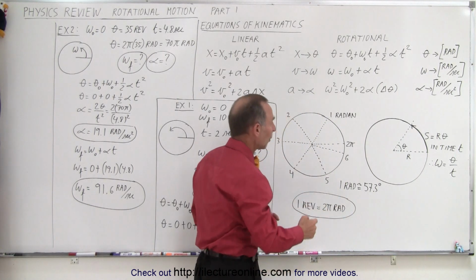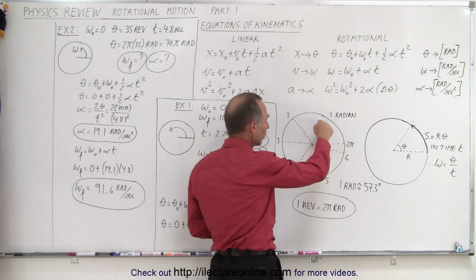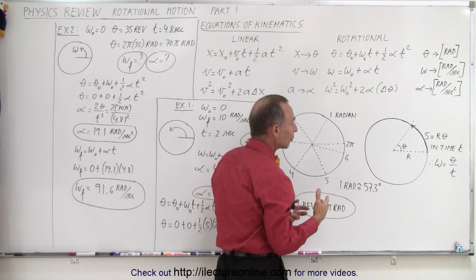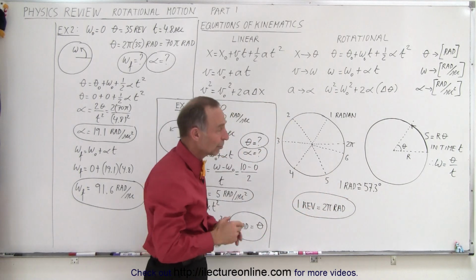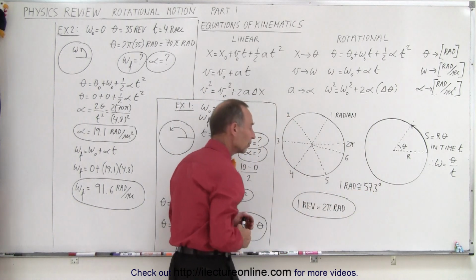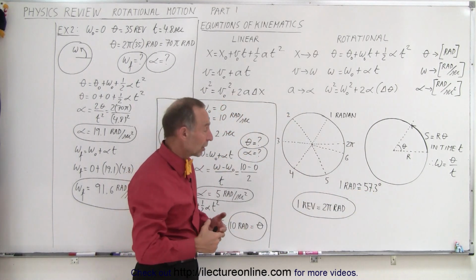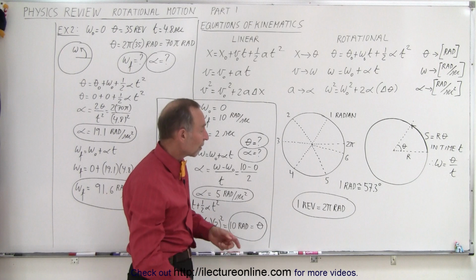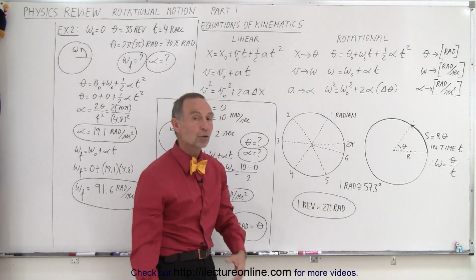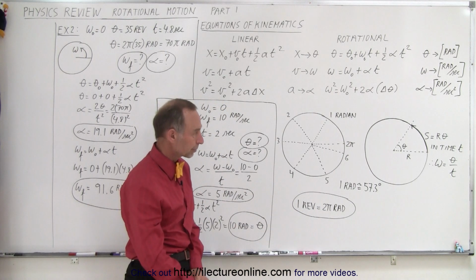Now notice that when we go all the way around the circle, we have 1, 2, 3, 4, 5, 6, and a little bit more, or 2 pi radians. 2 pi is about 6.28, roughly speaking. 1 radian is roughly 57.3 degrees. Also notice that we can talk about revolutions or revolutions per second. So notice that 1 revolution, 1 trip around a circle, is the same as 2 pi radians in angle.